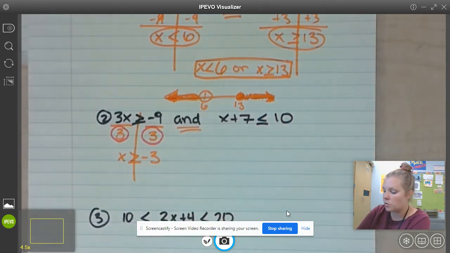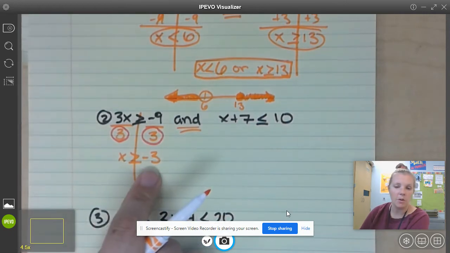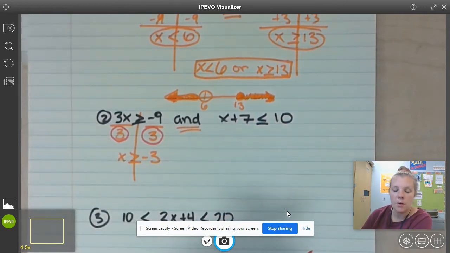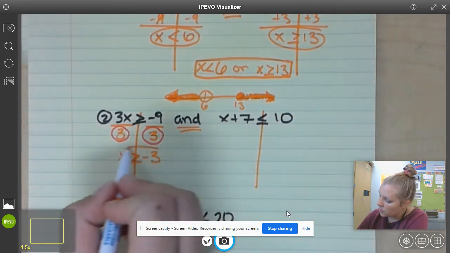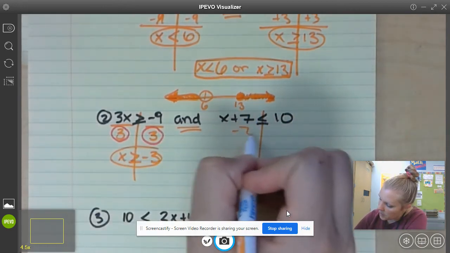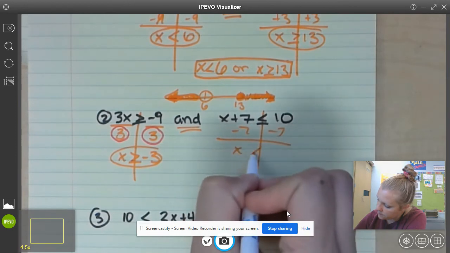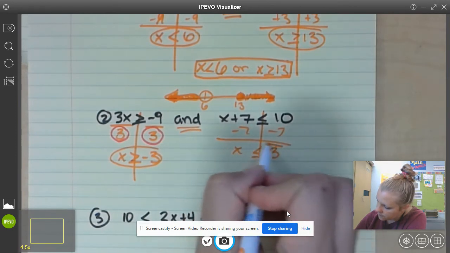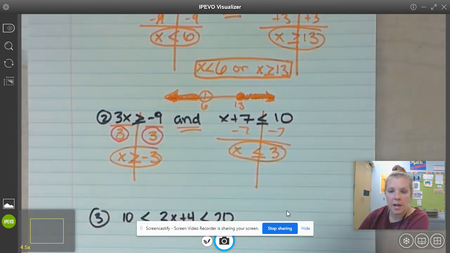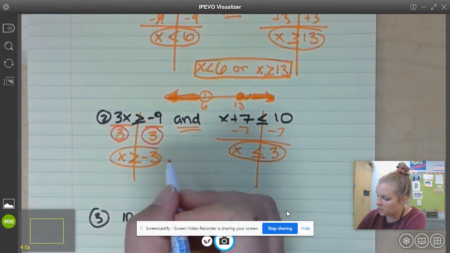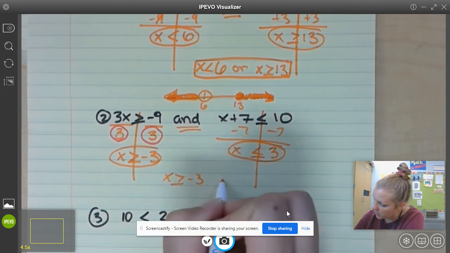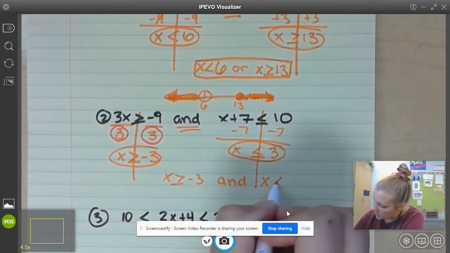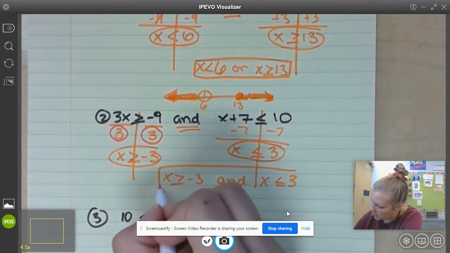Some students get confused that if the answer is negative, they want to always flip it. That's not true. We only flip it when we divide by a negative. So that's half of my work. For the other one, I'm going to take away 7. So now I've solved my two inequalities, and then to finish it, I just write the word and in the middle. x is greater than or equal to negative 3, and x is less than or equal to 3.